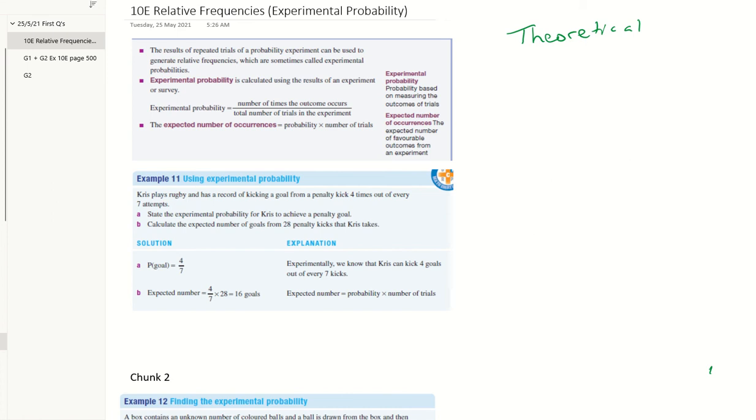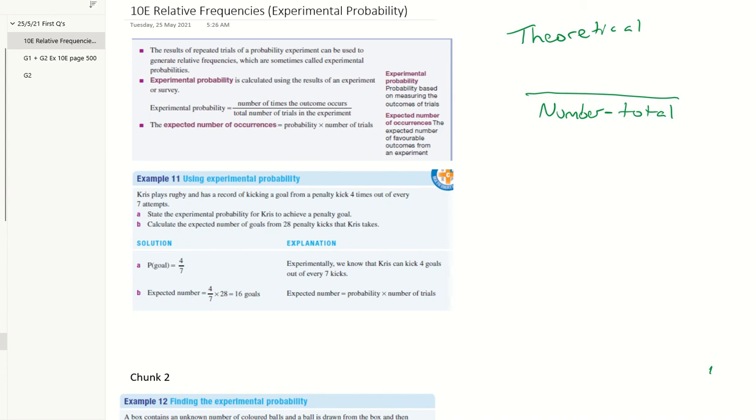So with our experimental probability, what we always have on the bottom is the total. So it's going to be the total number of times that we flip a coin. It's going to be the total cars in the car park. It's going to be whatever we're looking at, the total number of times we do something or items that there are. On the top is going to be the number of favourable outcomes. That is the number that occur for what we want.